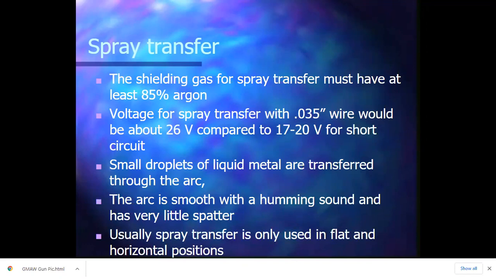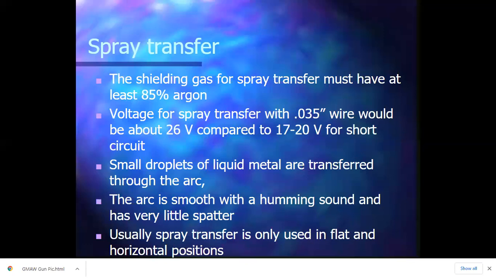Usually spray transfer is only used in flat and horizontal positions. So this gets back to that heat thing I was talking about. It's a hot process. You run 26 plus volts, a lot of wire. So you are using this in positions you can control. So that's generally flat and horizontal. You don't want to fight gravity with this. Uphill spray is going to be a nightmare. Same with overhead. That's just asking for a bad time. So we use this in positions that we can control.